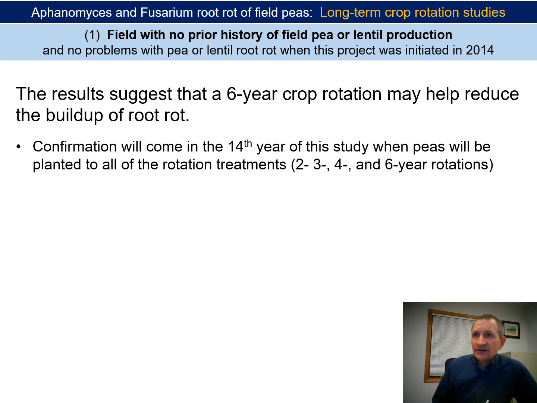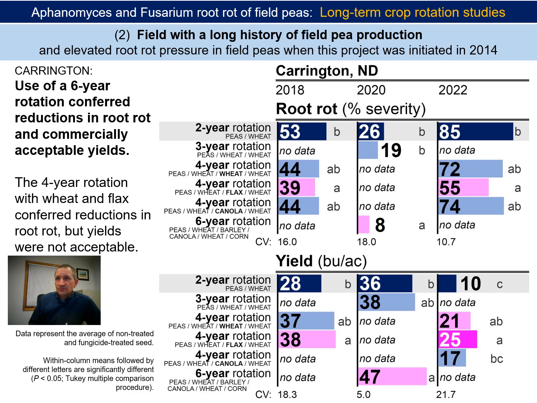So what about Carrington? At Carrington, the study was purposely established on a site with a long history of field pea production and already severe Aphanomyces and Fusarium root rot pressure when we started the study in 2014. This was a field where we had a long history of foundation seed increase, and we came in here looking to see how we could manage the problem. In 2018, we're looking at a 4 versus 2-year rotation. 2022, again, a 4 versus 2-year rotation.